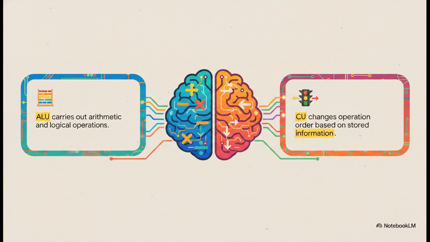To process all that incoming data, the computer's brain actually splits the workload. That brain is essentially the arithmetic logical unit paired up with the control unit. The ALU is basically the math whiz. It handles all the heavy lifting, carrying out arithmetic operations like addition, subtraction, division, and multiplication. Meanwhile, the control unit is like the traffic director. It changes the order of operations in response to stored information, making sure everything flows smoothly. Together, they're what make computing possible.